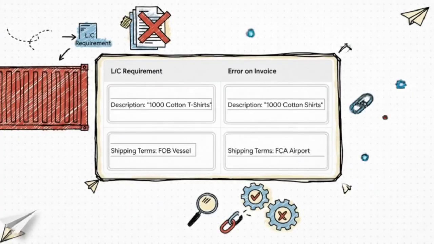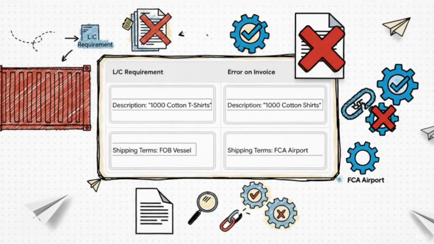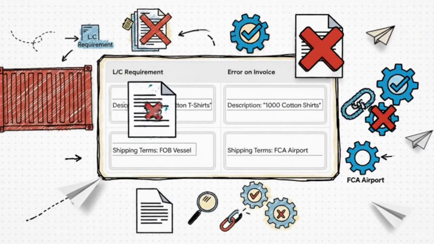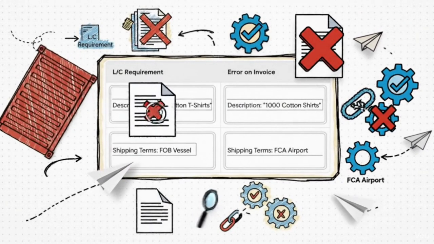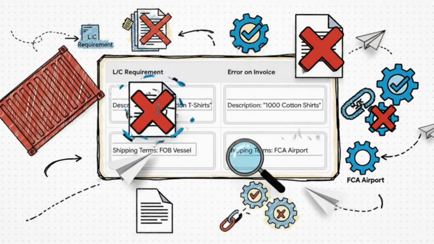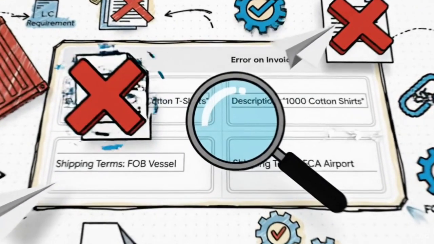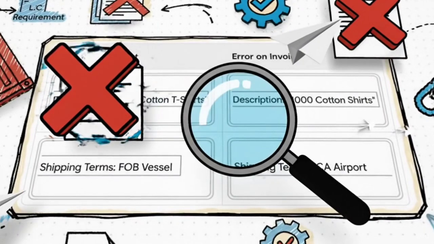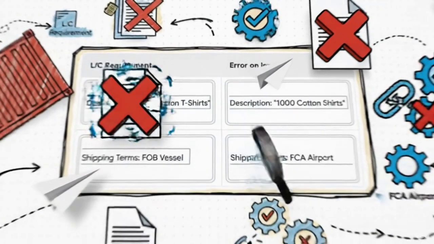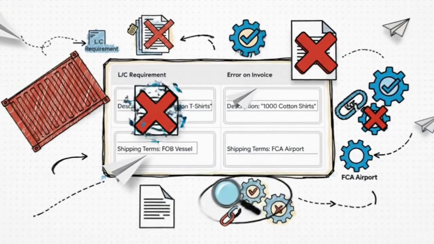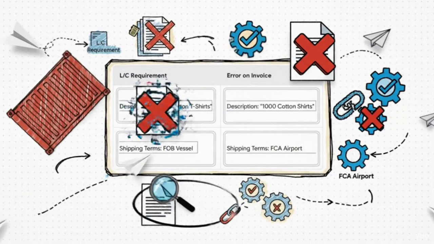This table here is a great example. On the left is what the LC required, and on the right is the mistake on the invoice. T-shirts becomes shirts. To you and me, that's a tiny change, but to that bank checker, that robot, it describes a different product. And look at the second one. The shipping term changes from FOB vessel to FCA airport. FCA means free carrier.